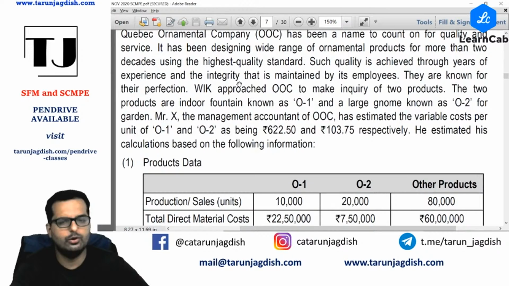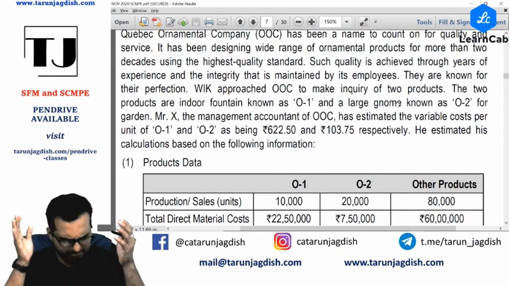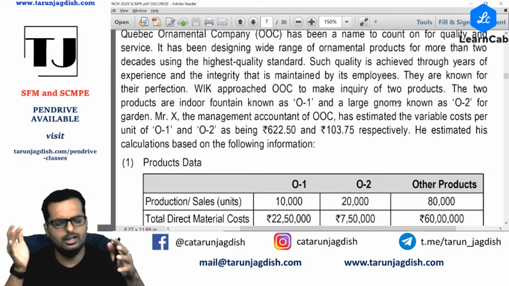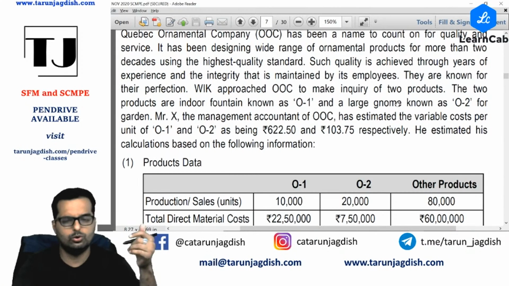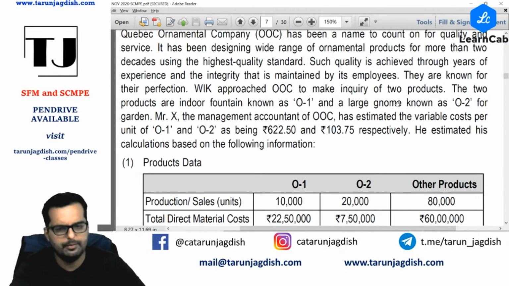They make inquiry for 2 products. The 2 products are indoor fountain known as O1 and large gnome known as O2. Same question is there in your study material. There the name is star and dwarf. Here they have made it O1 and O2. Doesn't matter, let's use it this way.